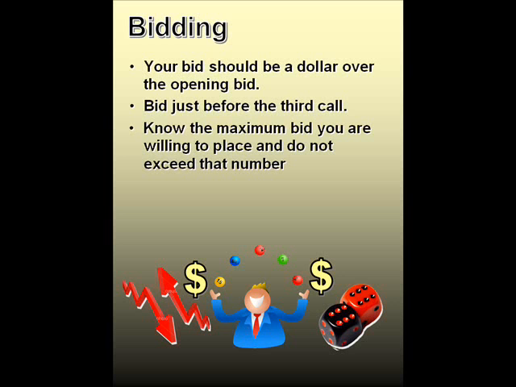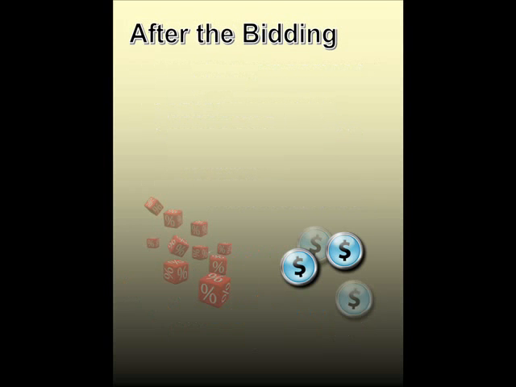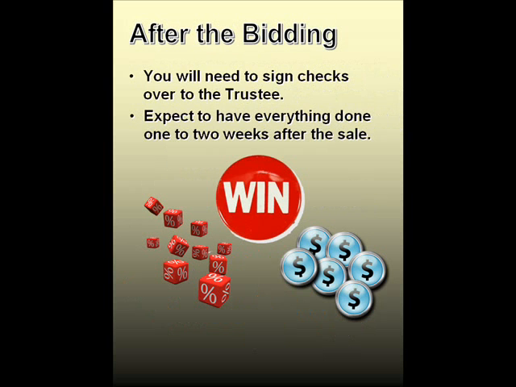Know the maximum bid you are willing to place and do not exceed that number. It's very easy to get involved in a contest of who's going to win the bid. If you are investing, you need to make a profit, not prove you can bid higher. After the bidding, if you are the successful bidder, you will need to sign checks over to the trustee. Usually, after all sales are complete, the auctioneer will write you a receipt, ask how title is to be held, and you'll be done. The trustee can record the trustee's deed for you, or they will send you the deed along with any excess funds from your checks.